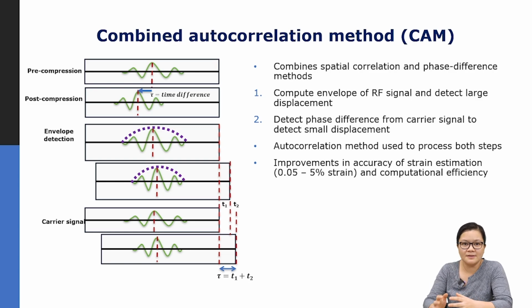Both these methods use the autocorrelation method. What has been found is that it improves the accuracy in strain estimation, and it has been able to measure strain within the range of 0.05 to 5% strain. Compared to the other two, it also has good computational efficiency. So this combined autocorrelation method is typically used in clinical scanners now.